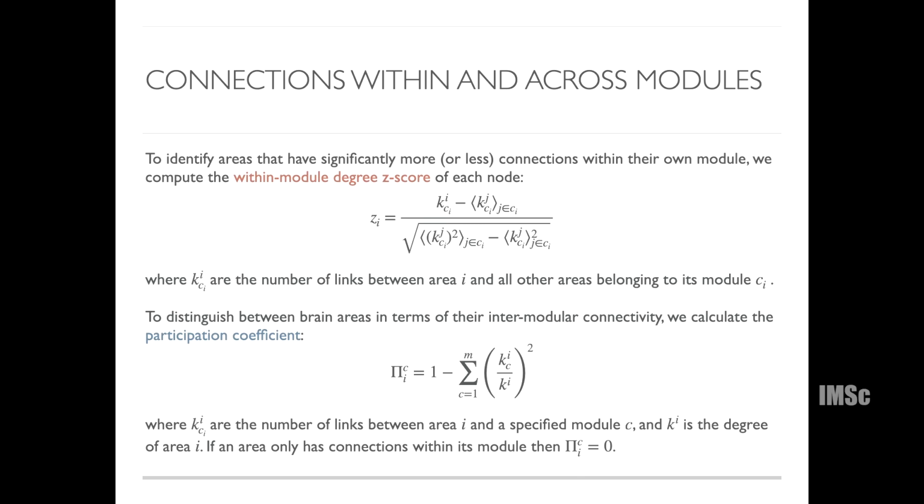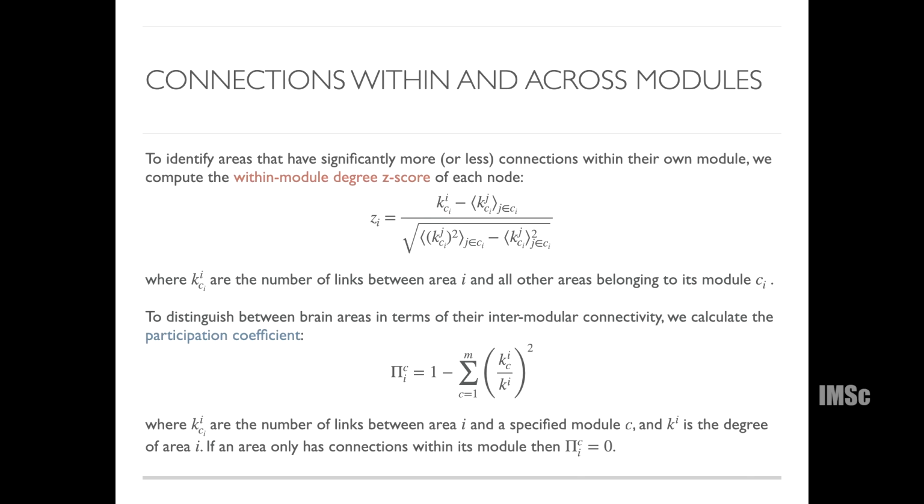The first measure is that we're going to identify areas that have significantly more or fewer connections within their own module. That's going to be computed using the within-module degree Z-score, right? So that's very straightforward. You compute for every node the total number of links between that node and all other nodes belonging to its own module. Basically, to what extent is node i connected to other members in its module? Just because you're a member of a given module, you might not necessarily be very active. You might just be present there, but may not have a very central role. And that is exactly what this Z-score is calculating, right?